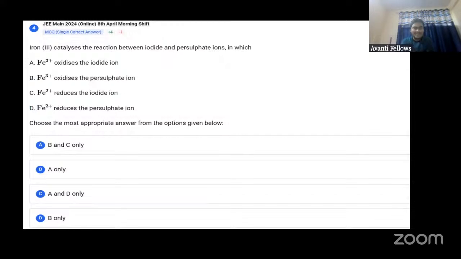Next, iron 3 catalyzes the reaction between iodide and persulfate ions, in which what does it do? Fe3 oxidizes the iodide ion, Fe3 oxidizes the persulfate ion, Fe plus 2 reduces the iodide ion, or Fe plus 2 reduces the persulfate ion. Look, it's a very simple reaction. If you look carefully, the reaction is like this: this is Fe plus 2 and this is the persulfate ion, S2O8 2 negative.